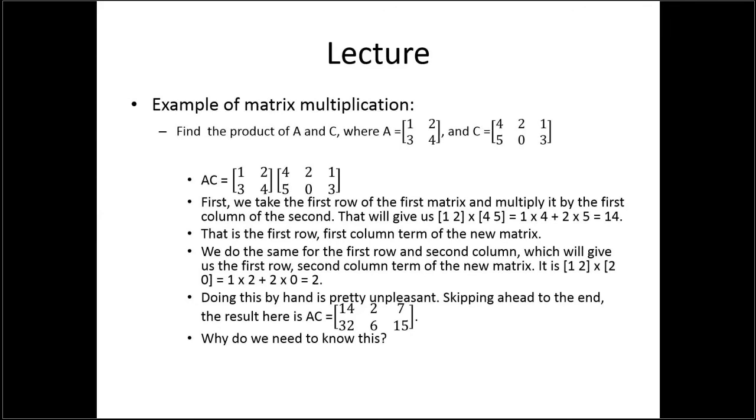I started the process here with this example. You take the first row of the first times the first column of the second, and that gives you a number, which is going to be the first row, first column of the new one. You take the first row times the second column, it's going to give you the first row, second column of the new one, etc., etc. So you have to do this 6 times to get the 6 different pieces of the matrix.